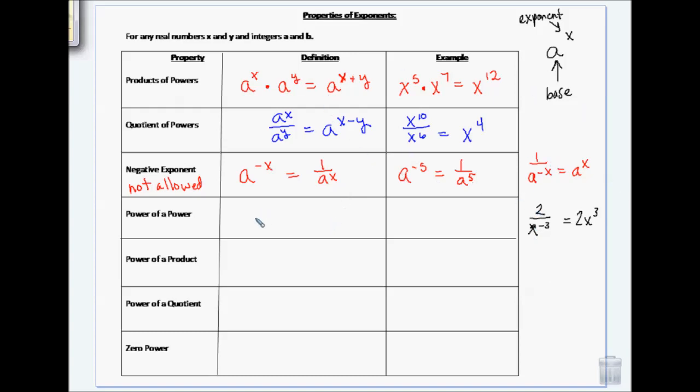Powers of a power. You multiply them. So if I have x to the 3rd to the 5th, that's x to the 15th.